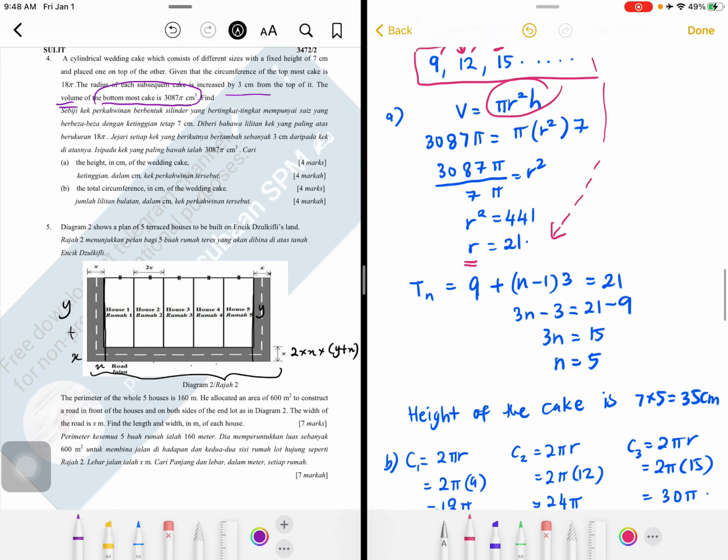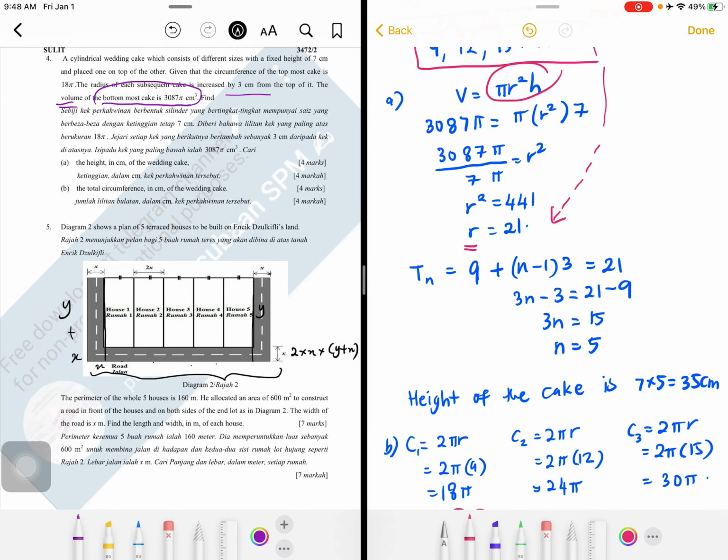So easier, kita boleh tahu berapa tingkat kek ni by using formula Tn. Masukkan dalam formula Tn is equals to A plus N minus 1 times with D. So kita tak tahu berapa tingkat kek ni kan, so that's why we put N. So we equate it with 21 because that is the radius for the bottommost cake. So kita dapat N sama dengan 5. Maksudnya kek ni ada berapa tingkat? Kek ni ada 5 tingkat.